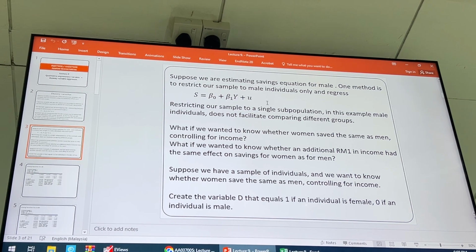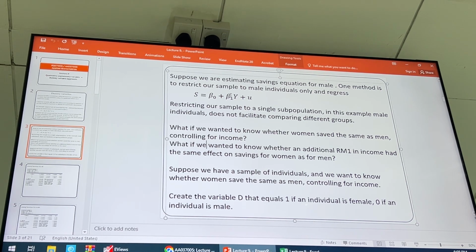So alternatively, we can create just one new model, but we include that variable. What if we wanted to know whether women save the same as men, controlling for income? What if we wanted to know whether an additional RM1 in income had the same effect on saving for women as for men? The first one is in terms of intercept, whether the intercept for the two groups is the same or not. The second one is in terms of slope, whether the slope remains the same for the two groups or not.